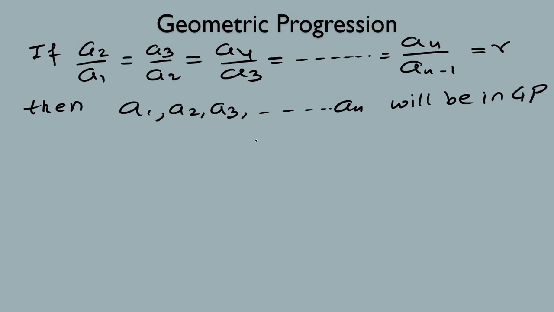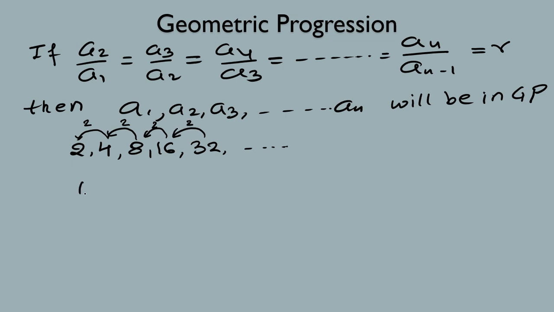It means the ratio of two consecutive terms will remain the same. For example, suppose we have 2, 4, 8, 16, 32 and so on. What you can see here is, if you divide 4 by 2, you get 2. 8 divided by 4, you get 2. It means every term has a ratio of 2 with its previous term. Okay, so like this it is forming a GP.